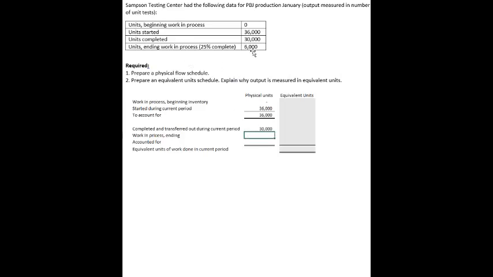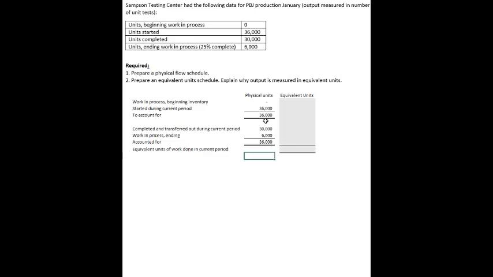Work in process at the end of the period is simply information that we're given. So we're going to account for 36,000, and here we have accounted for 36,000. There are some completed, and there are some still needing to be completed. Great, so that's the first step in process costing.